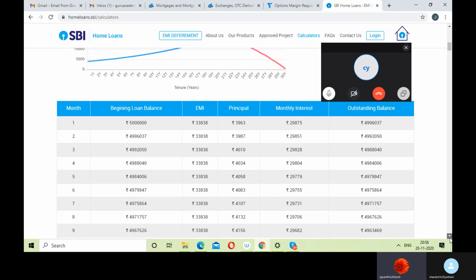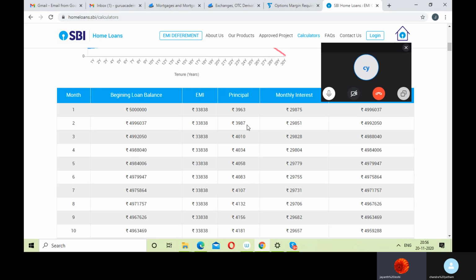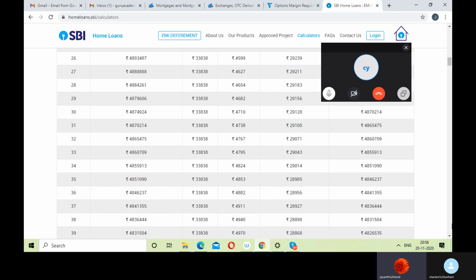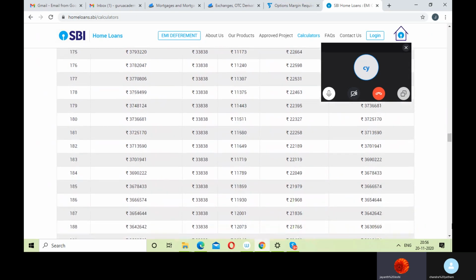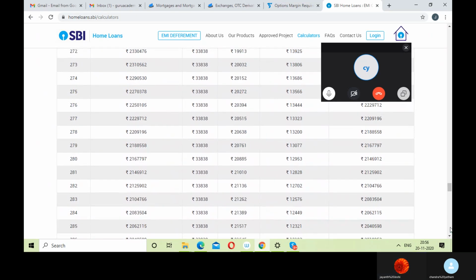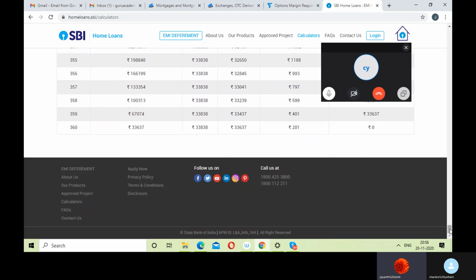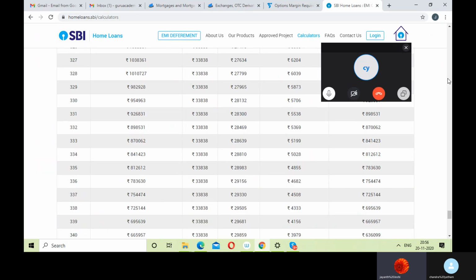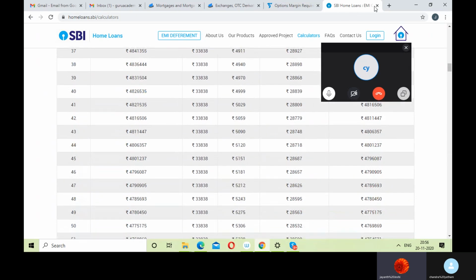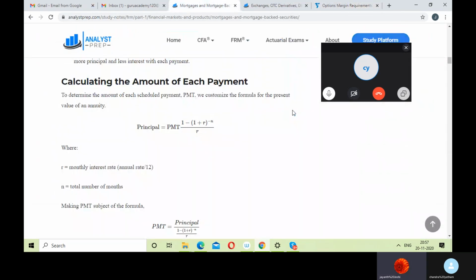And here is the loan amortization schedule. In the beginning, the monthly interest is this, principal is this, but as you go on slowly, steadily, your principal amount keeps increasing and your monthly interest keeps decreasing. And after 30 years, 360 payments, you need to make, your principal is this and your interest will almost reduce. Okay, so this is the way. So we have seen a practical example.